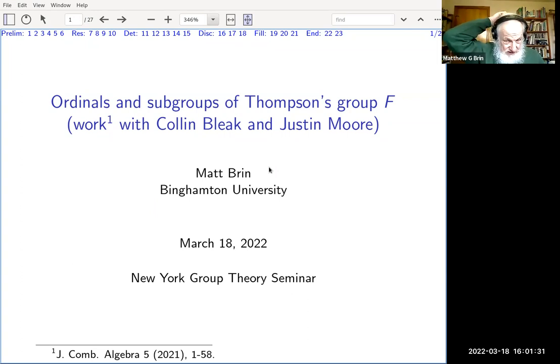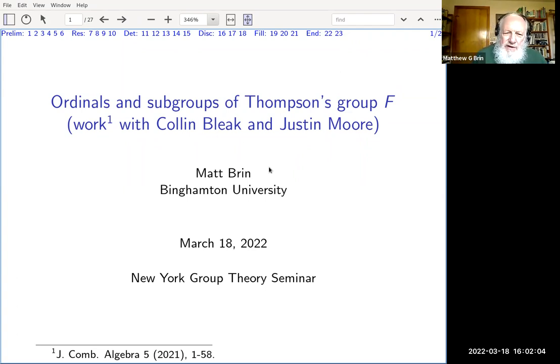As this notes, this is joint work with Colin Blake and Justin Moore. And the purpose of the talk is to describe a family of groups and to describe the structure of the family. There'll be much less description of the structure of the groups, but you'll see the structure of the family resembles the structure of an initial interval in the ordinals, and that's why the ordinals are part of the title.